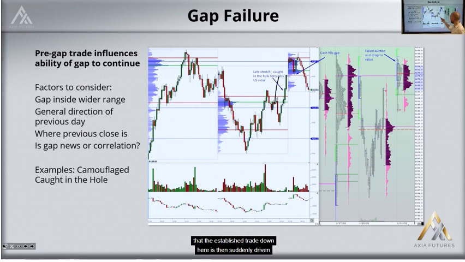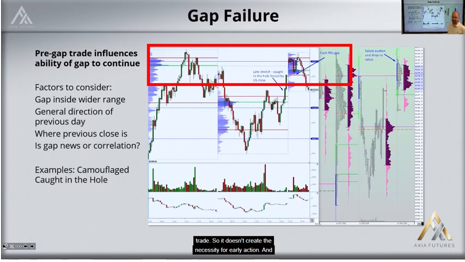And this is why I call it a camouflage caught in the hole. That the established trade down here is then suddenly driven away from in the last hour of light volume, essentially dragged by the US close. It's not a Eurex trade, it's not a European stocks trade, it is a US close. It's a correlation move. So immediately you can doubt the gap because you can now see that this is clearly a correlation, not a move based entirely on the fundamentals and technicals of stocks. So you have that. The gap up doesn't get you outside range. So anybody who's still in a position within this range doesn't need to get out of trade. And so it doesn't create the necessity for early action.